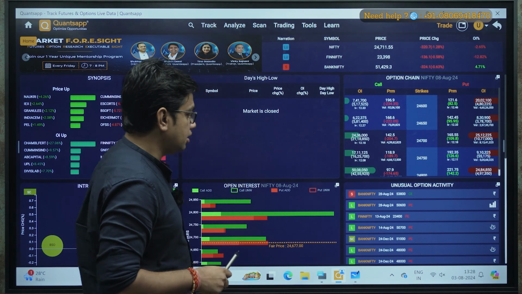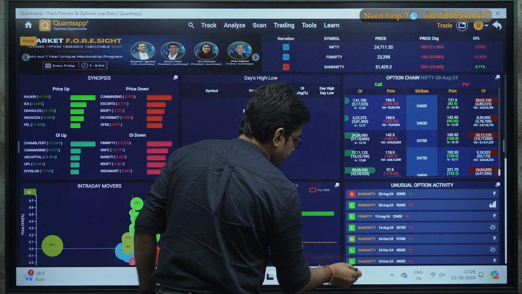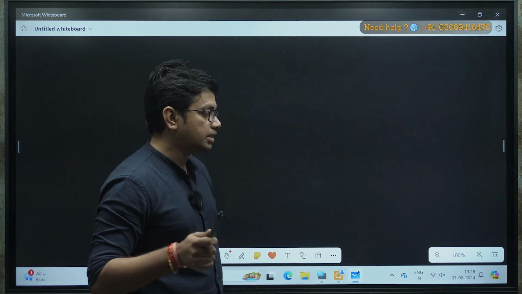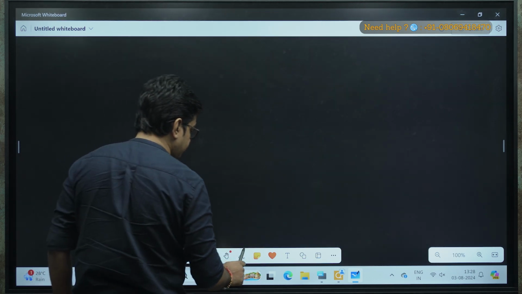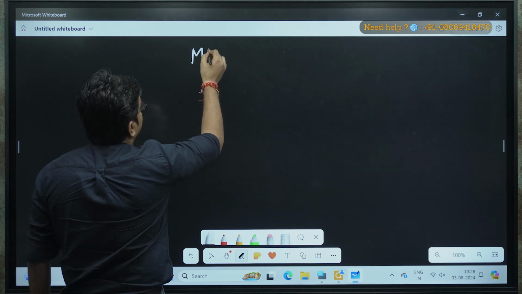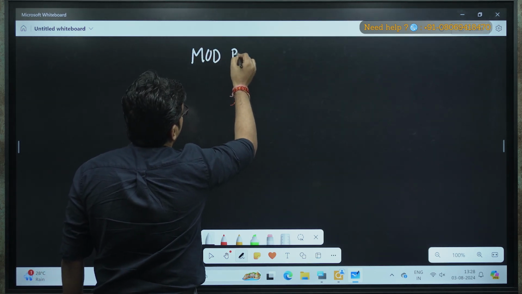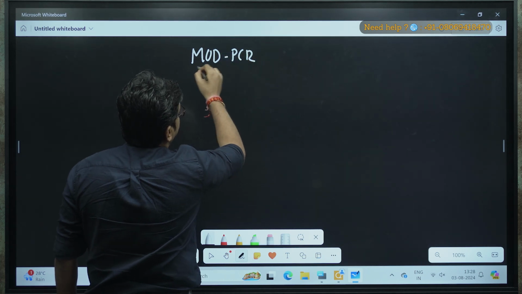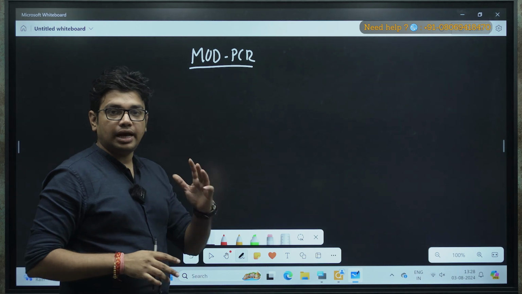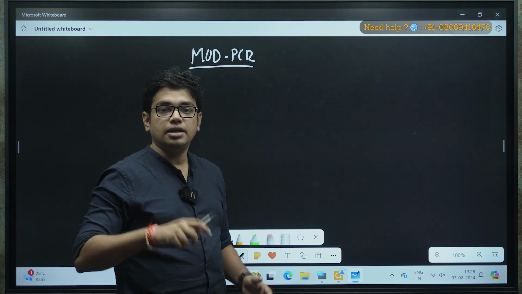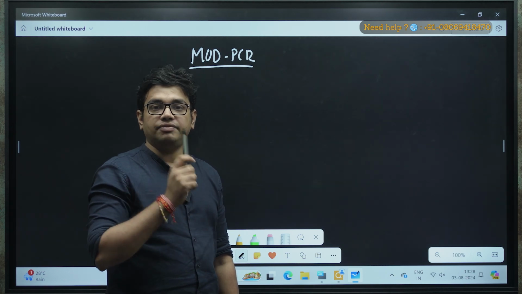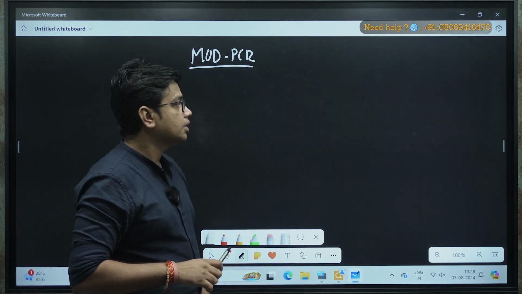So first I am going to identify the trend. I am going to identify the trend using the PCR tool. First PCR, then modified PCR, I am going to use modified PCR. First let me explain what is PCR, then I will explain what is modified PCR, then I will show you a live example of how in Bank Nifty I have taken the trade according to that.